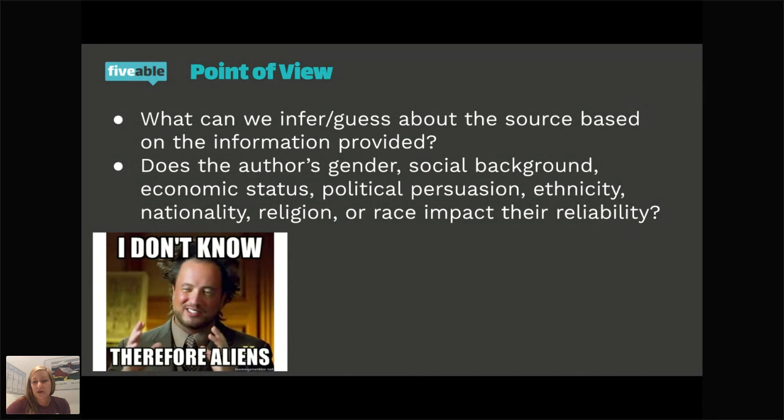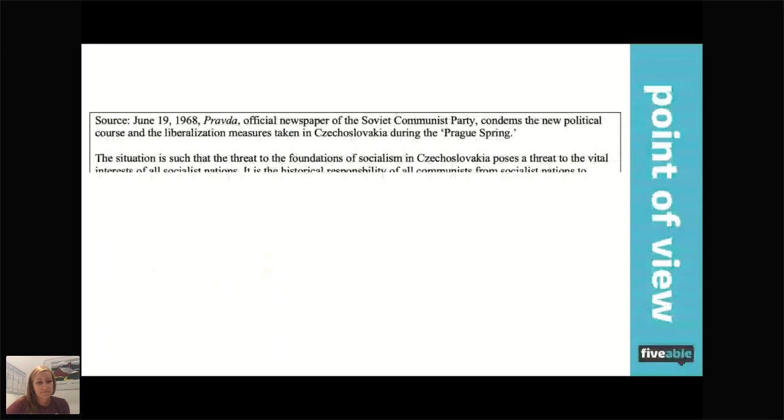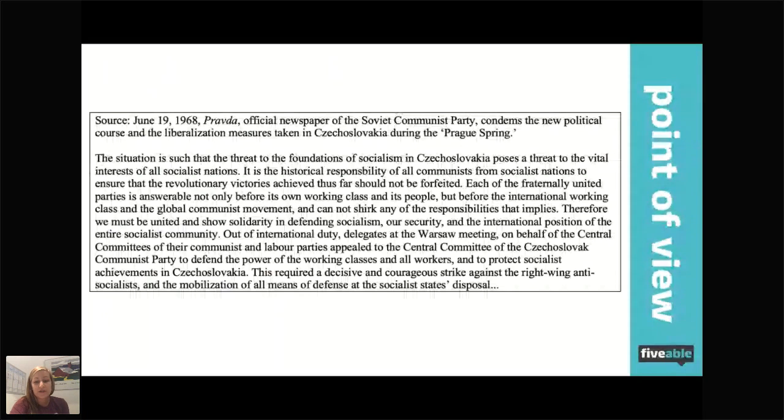So let's look at our last document. This last document has our source at the top. Here we have a little bit more information. It says June 19, 1968, Pravda, official newspaper of the Soviet Communist Party. And then it's telling us a little bit about the document. I love when they do this. It's like, thanks for the summary. It says it condemns the new political course and the liberalization measures taken in Czechoslovakia during the Prague Spring.